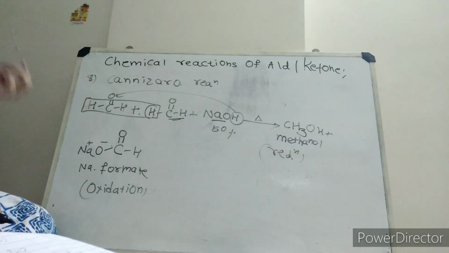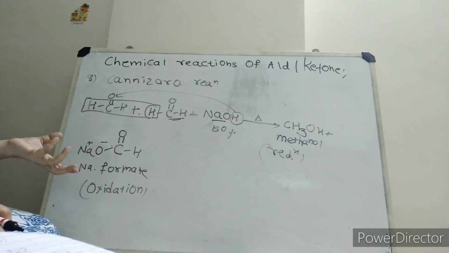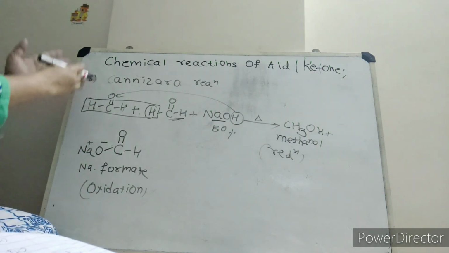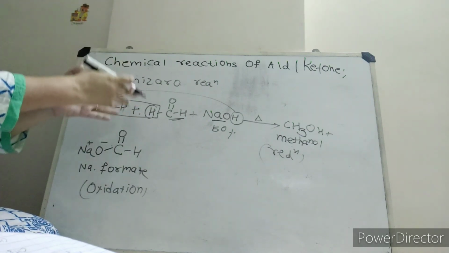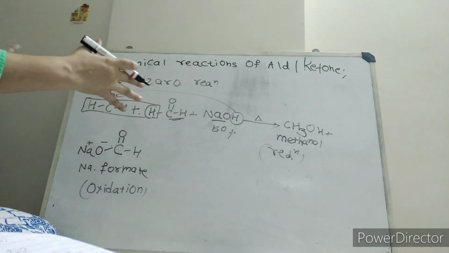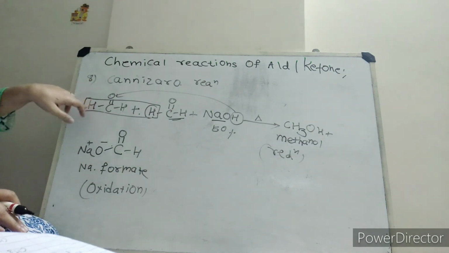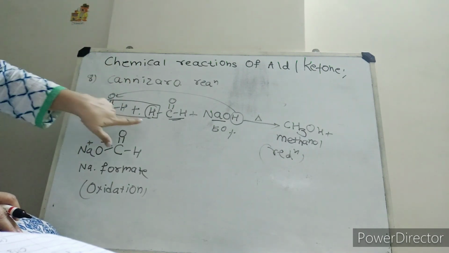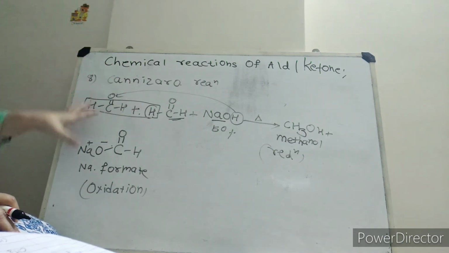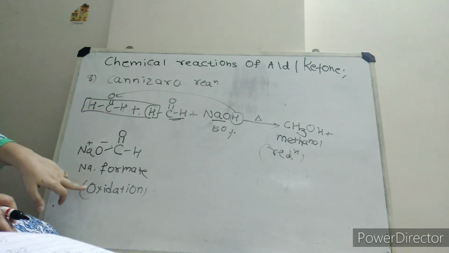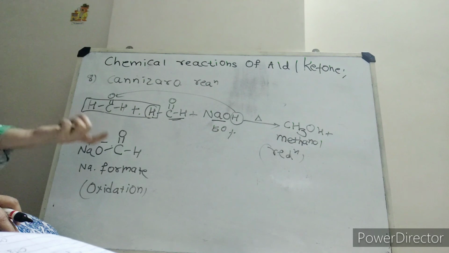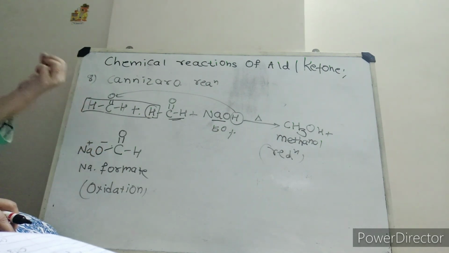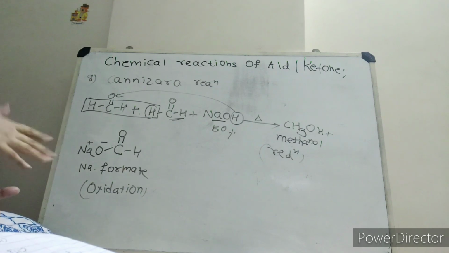Suppose we take benzaldehyde also, one molecule of benzaldehyde and a second molecule of formaldehyde; that is known as a cross Cannizzaro reaction. Whatever I have written is a simple Cannizzaro reaction because I used the same molecule for both. If you take one formaldehyde and one benzaldehyde, that is the example of a cross Cannizzaro reaction. So in this way, we have done a total of 8 chemical reactions of aldehydes and ketones.